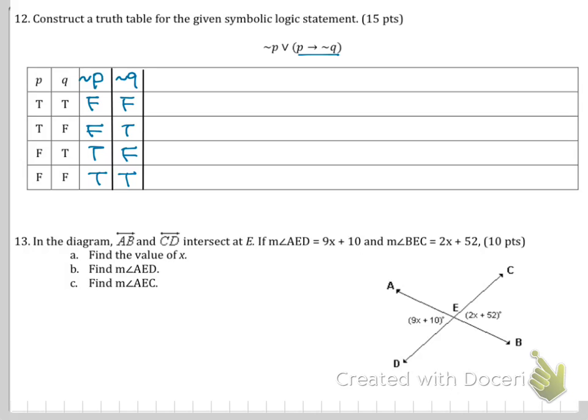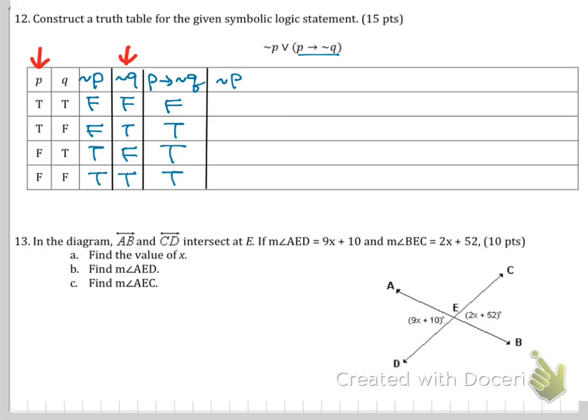Next is this part of the statement, P implies not Q. That means I'm looking at P and not Q. True to false is false. That's actually one thing which you have to be careful about. True to true is true. False to false is true, and false to true is true. So that's basically what we end up getting. Now, we took care of the parentheses. The next one is the entire thing here.